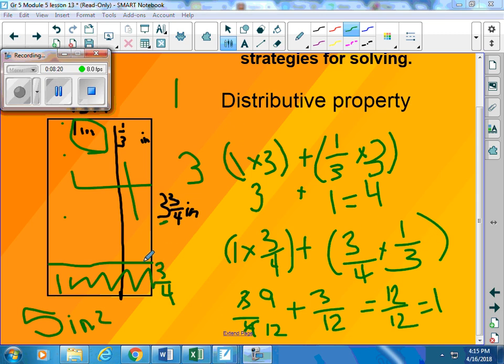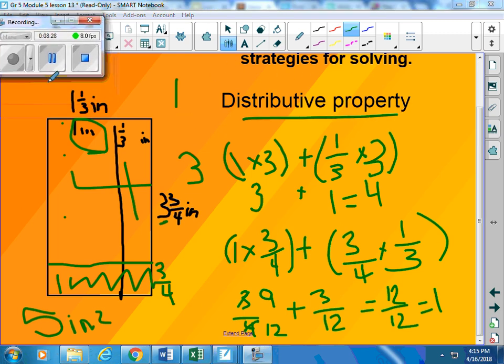So the area of the complete rectangle is 4 plus 1, which would be 5 inches squared. Okay, so that is one way to find the area of this rectangle, by using the distributive property. And that's why we can't just say, oh, well, 1 times 3 is 3, and 1/3 times 3/4 is 3/12, because when I do that, I would get 3 and 1/3, and that is not my answer at all.